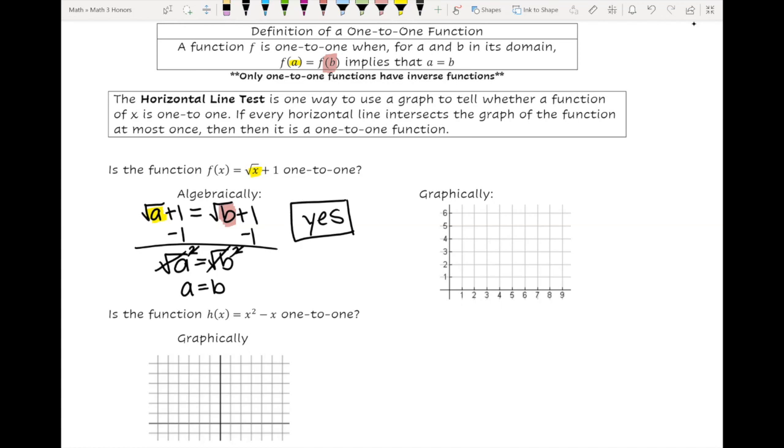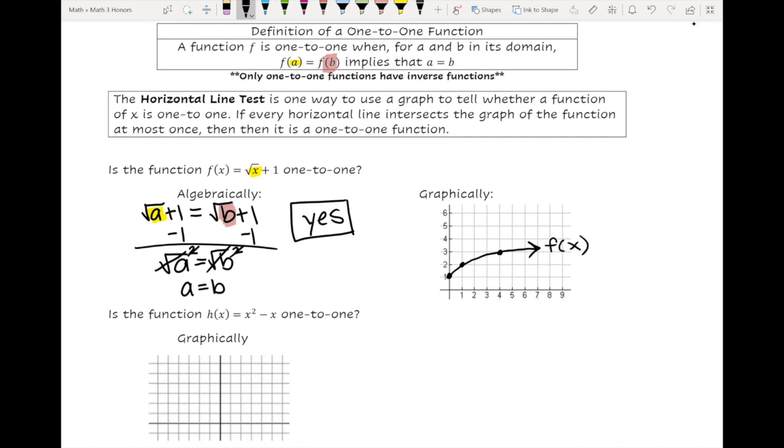So I'm going to graph this square root of x plus 1. It's like my square root function shifted up 1. So instead of 0, 0, it hits the point 0, 1. Instead of 1, 1, it hits the point 1, 2. And instead of 4, 2, it hits the point 4, 3. So this square root function got shifted up 1. Here's my f of x that they gave us.